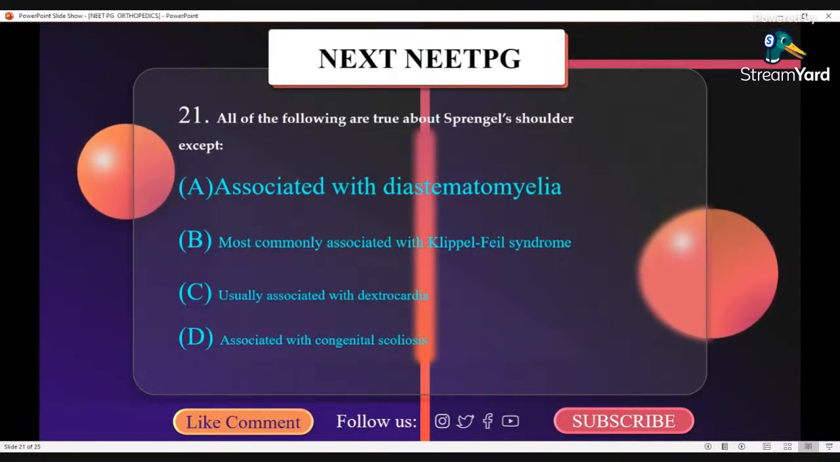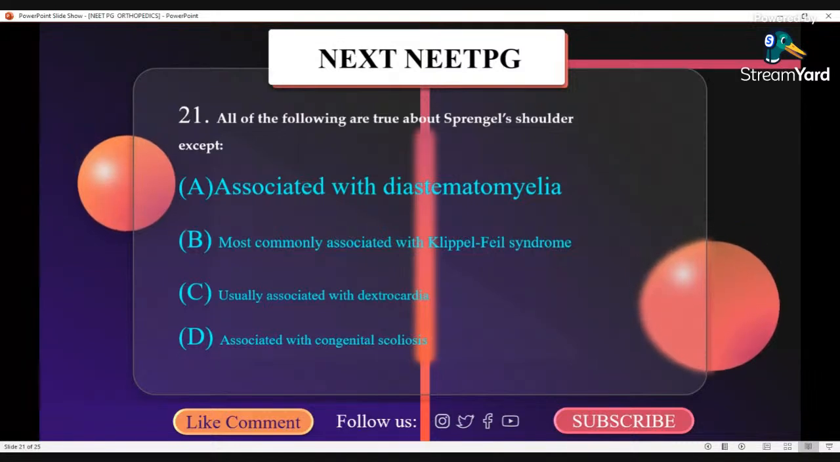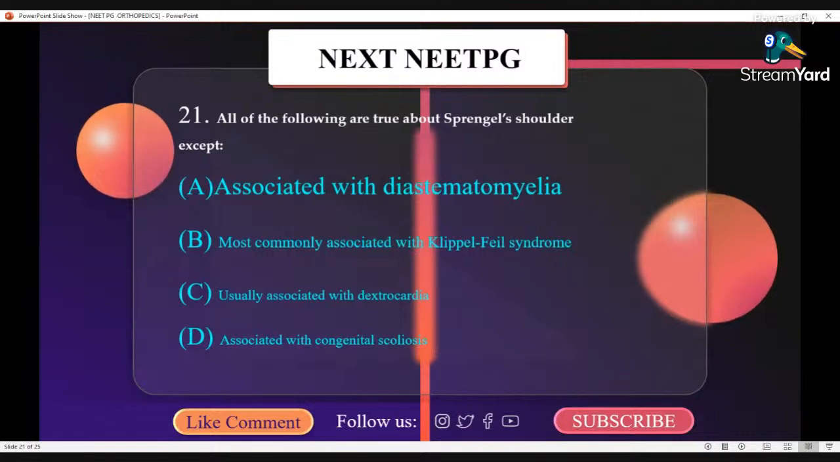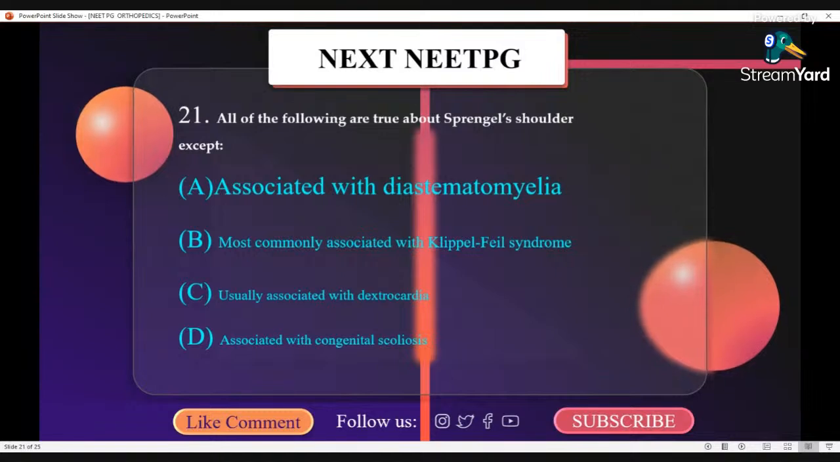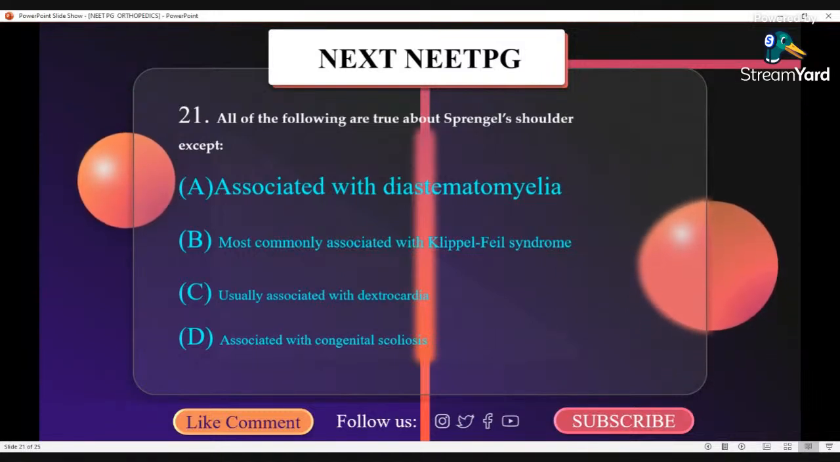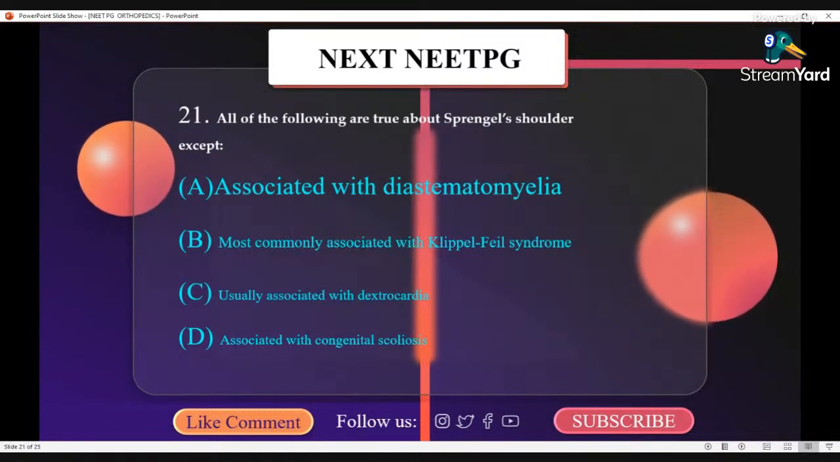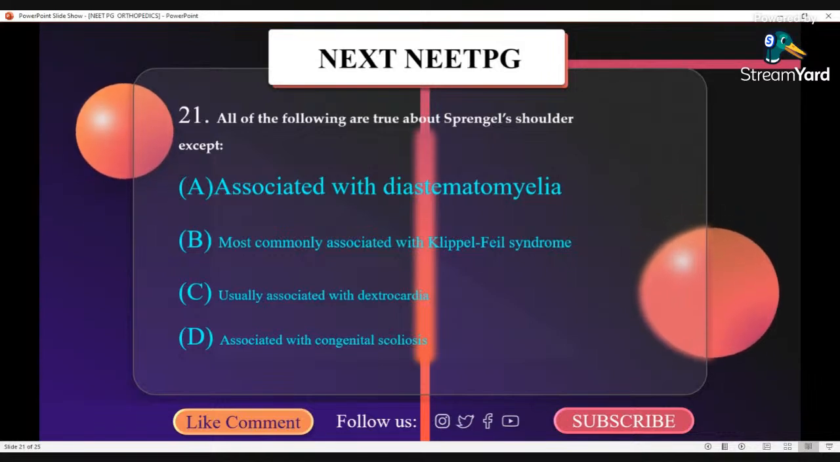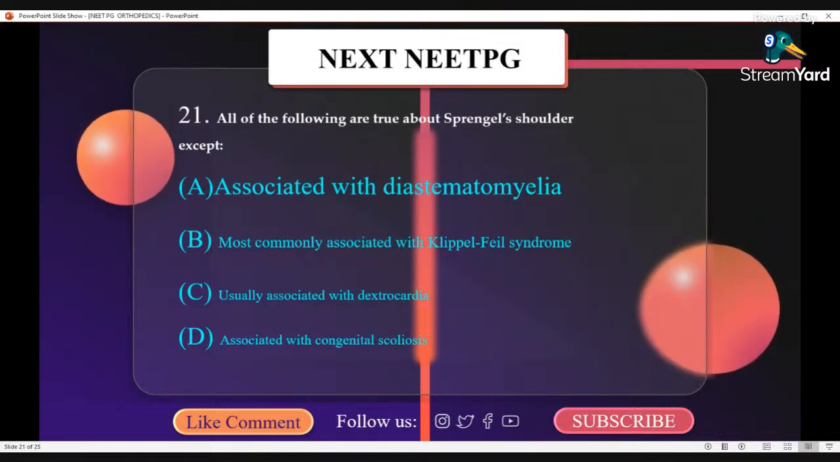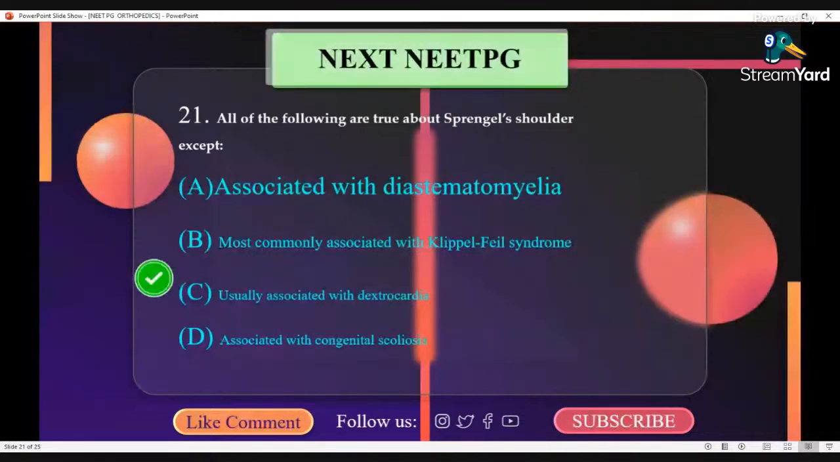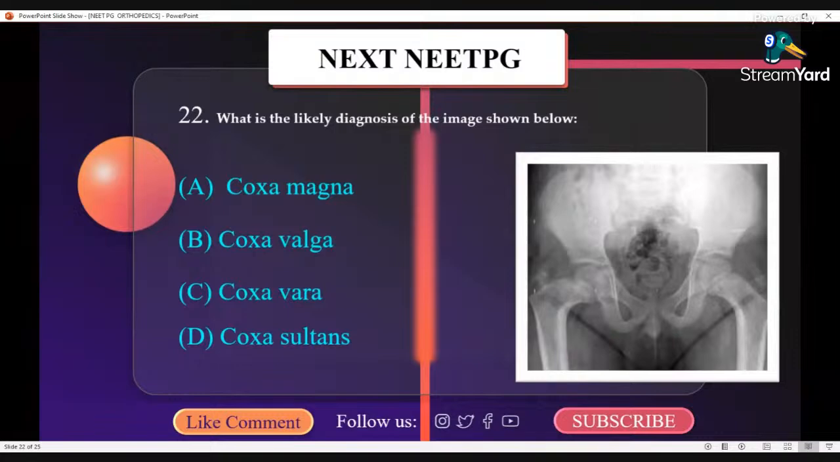Now, what are the associations of Sprengel's deformity? Klippel-Feil syndrome, spina bifida and diastematomyelia, kyphosis or scoliosis, torticollis, underdevelopment of clavicle. Treatment is required only if shoulder movements are severely limited or if the deformity is particularly unsightly. Best age of operation is before 6 years of age. The correct option here is usually associated with dextrocardia. Diagnosis of image: it is Coxa Vara.